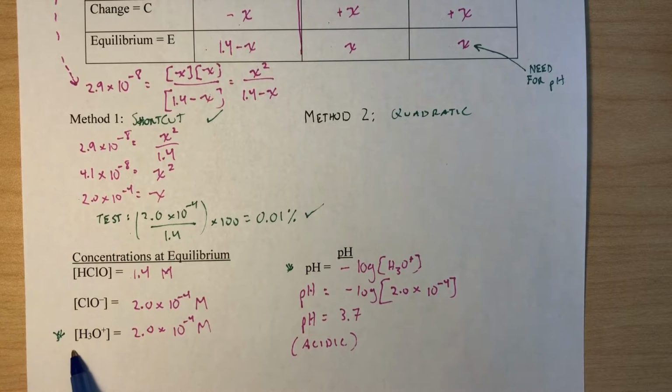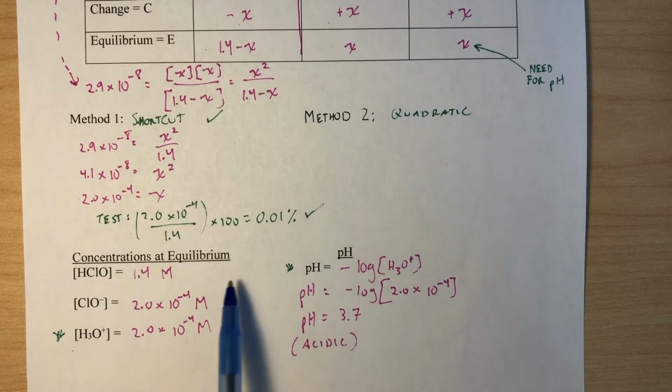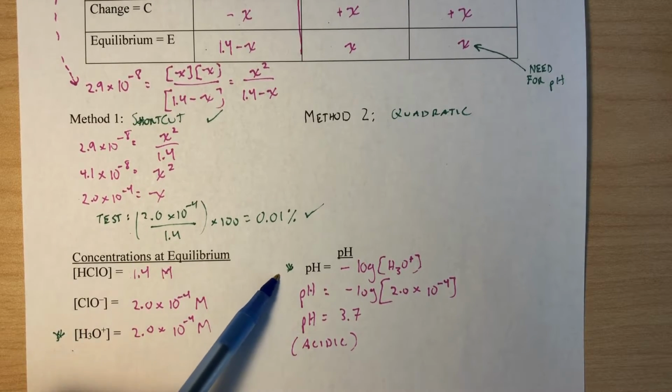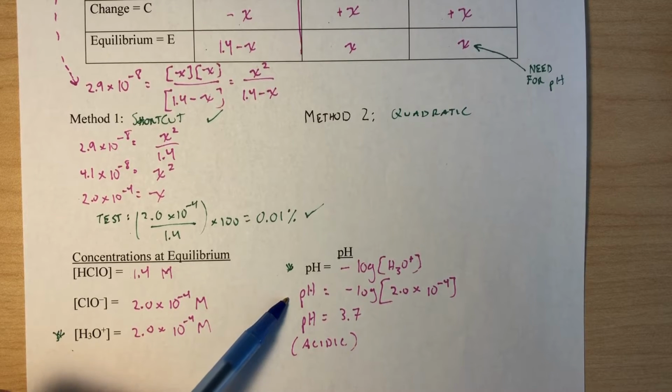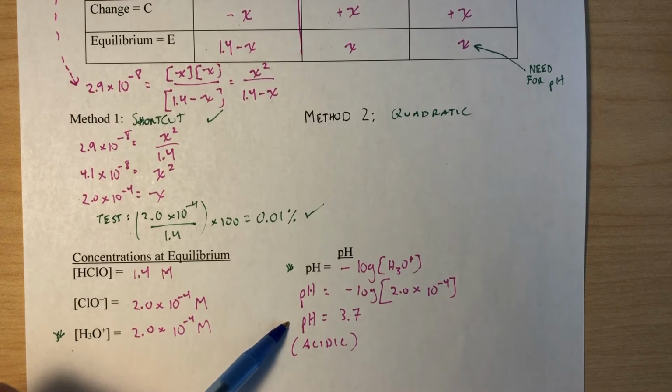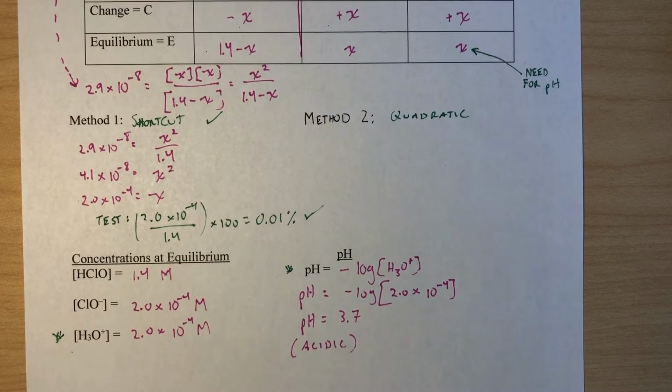And we're going to use that concentration, H3O+, to solve for pH, because pH is the negative log of hydronium. So pH is going to be negative log of 2 times 10 to the negative 4th, which is a pH of 3.7. That is less than a value of 7, which is neutral pH. So we can be confident that we have an acidic solution, which checks out.